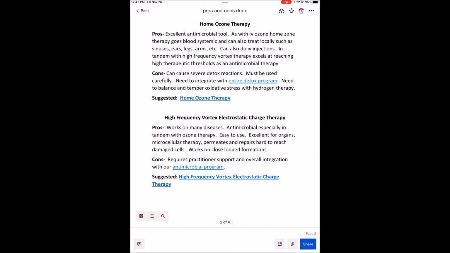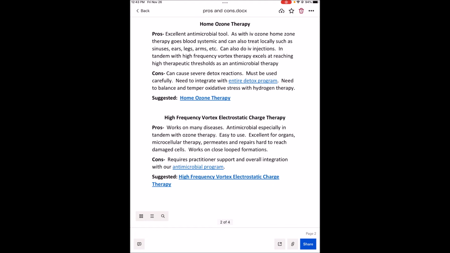But if you're trying to battle off an infestation that's been with you, let's say 10 years, maybe Lyme disease as an example, you really got to have skillful combinations and you really have to be prepared to do the work. This is very easy to use. It's excellent for all the organs. It's a microcellular therapy. It permeates and repairs hard to reach damaged cells. Works on closed loop formations.